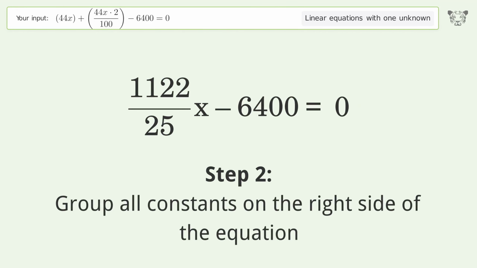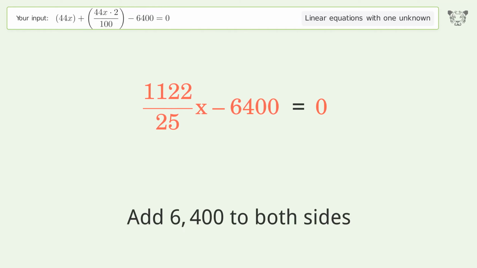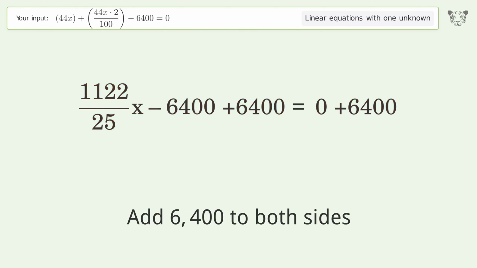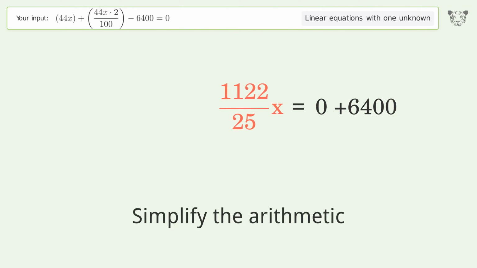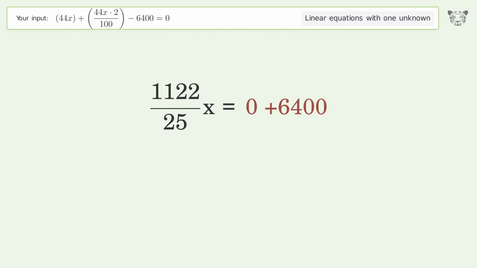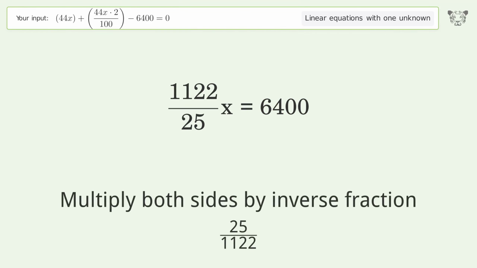Group all constants on the right side of the equation. Add 6,400 to both sides. Simplify the arithmetic. Isolate the x. Multiply both sides by inverse fraction 25 over 1122.